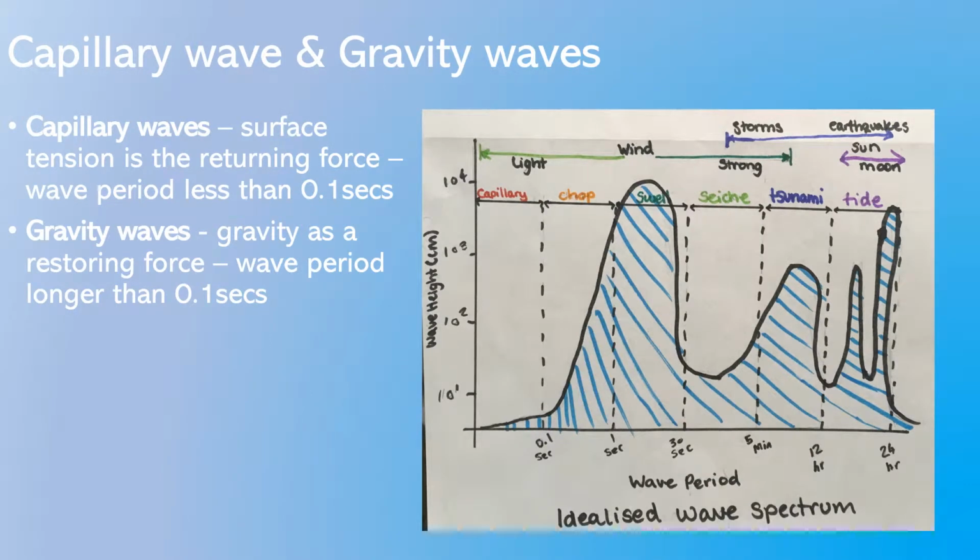Capillary waves are waves where the surface tension is the restoring force, characterized by a wave period less than 0.1 seconds. Gravity waves are waves where gravity is the restoring force, and they are characterized by a wave period longer than 0.1 seconds. A chop is 1 to 10 seconds, a swell is 10 to 30 seconds, a seiche is 30 seconds to 5 minutes, and a tsunami is 5 minutes to 10 minutes. Tides can be from 12 hours to 24 hours, as they are diurnal.